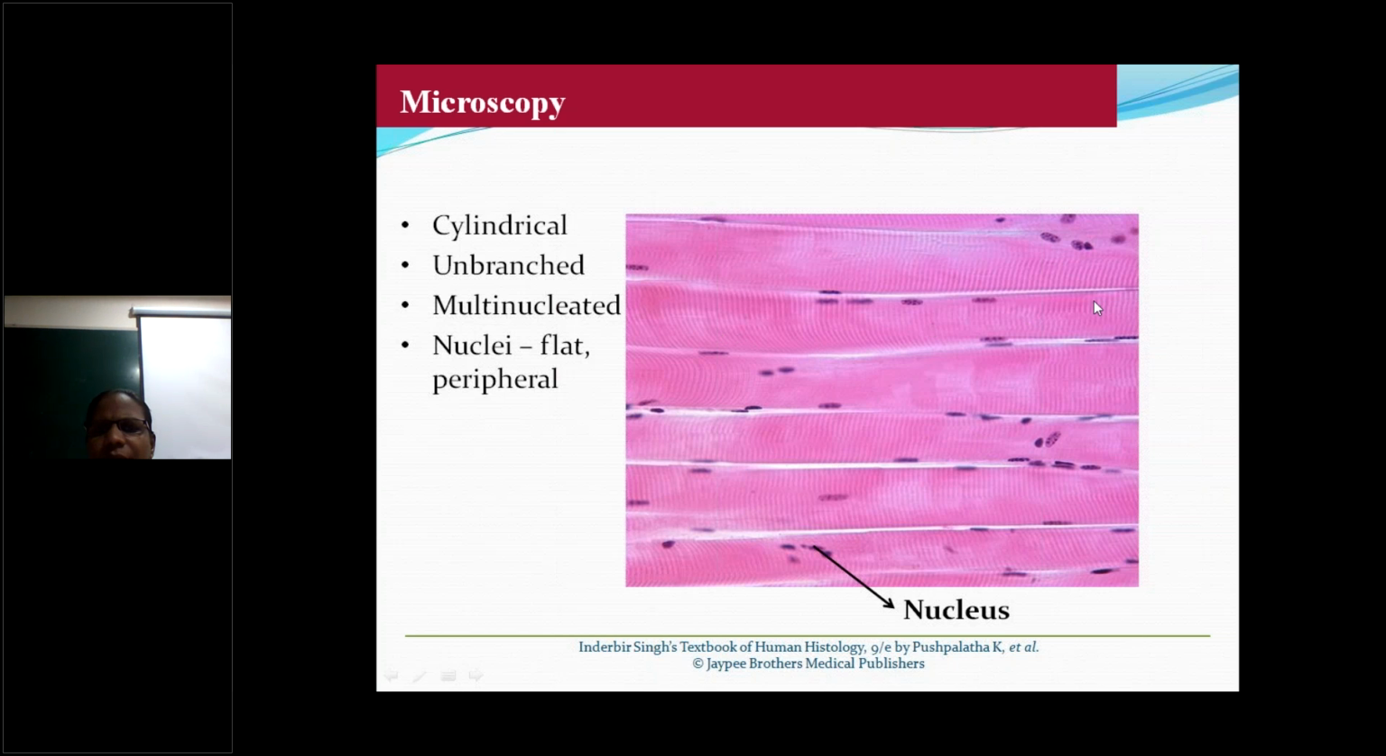This is one muscle fiber. Here the muscle fibers are present in a parallel direction. They are long cylindrical muscle fibers present in a parallel direction. Within the skeletal muscle fiber, they contain oval-shaped flattened nucleus towards the periphery. The main identification point is long cylindrical fibers present in a parallel direction.